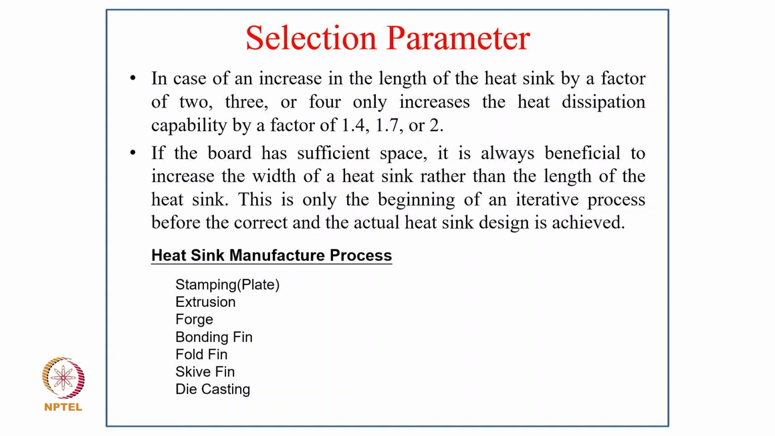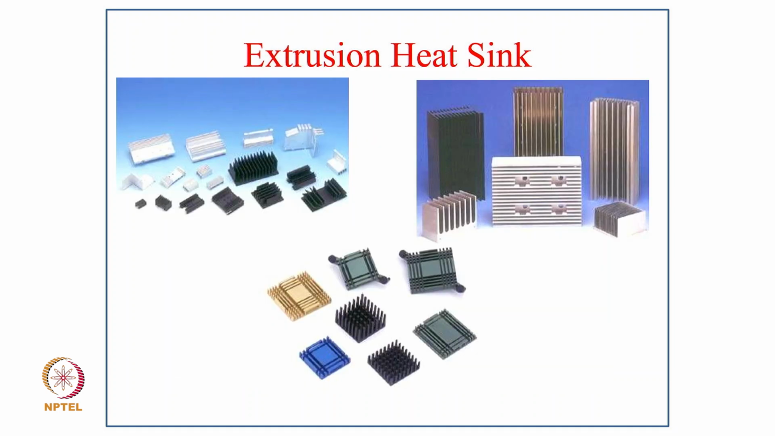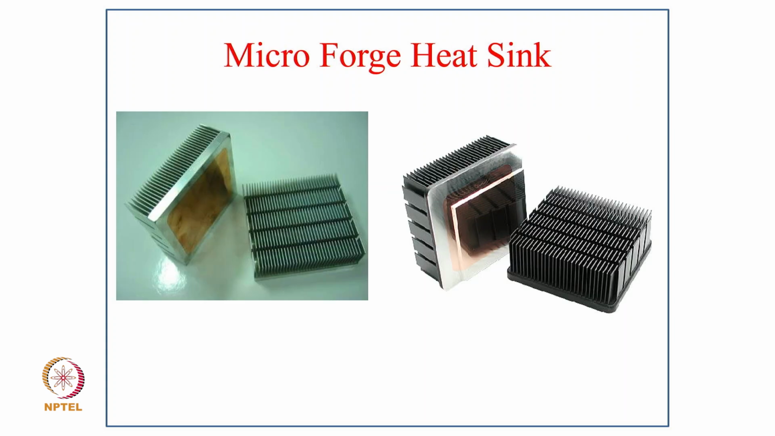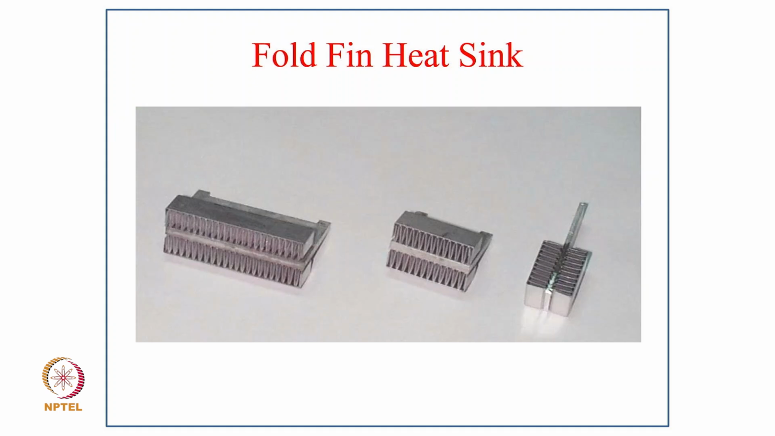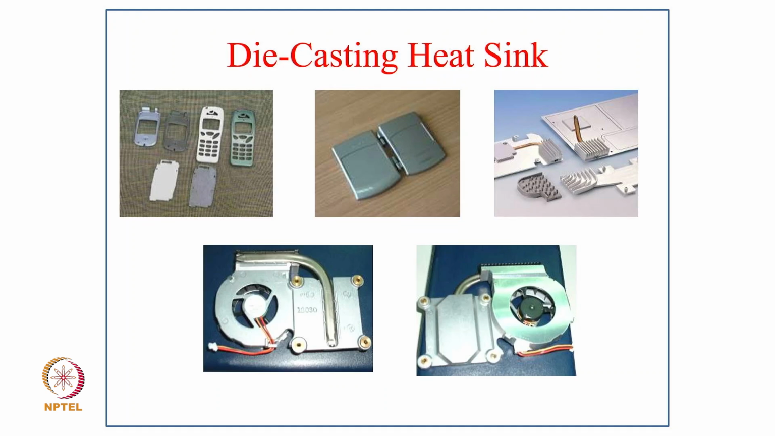forge, bonding fin, folding fin, skived fin, and die casting. You can see what some of the stamped heat sinks look like, then extrusion heat sinks, and typically other sets of extrusion heat sinks, then the micro forge heat sinks, the bonded fin heat sinks, the forged fin heat sinks, the skived fin heat sinks, and the die casting heat sink, and how it is used even with small devices.